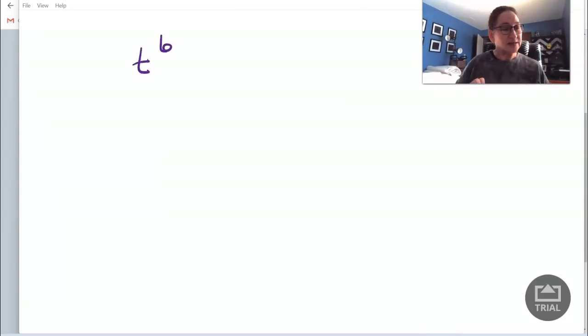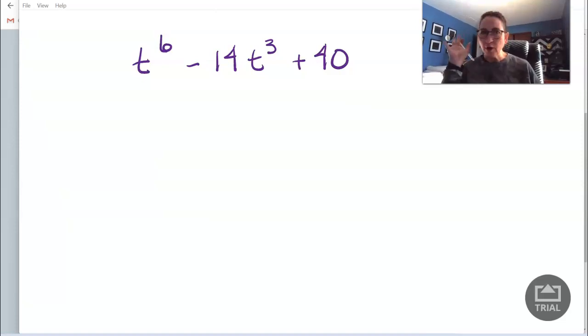Now, there's also going to be problems that look like this. t to the 6 minus 14t cubed plus 40. Now, some of you have no problem with those exponents that are not a 2, and you can just go to town. Other people look at that and they're like, I'm lost. So you can use substitution for this problem too, because let's just go ahead and break down those exponents a little bit. So here's what I mean.